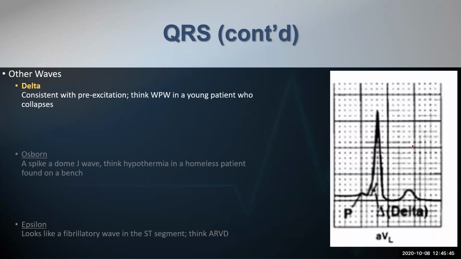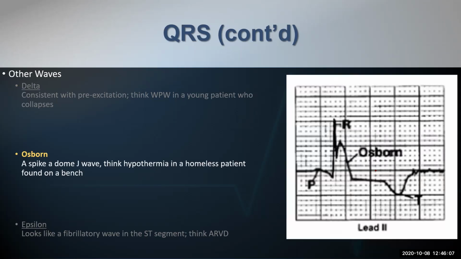So the delta waves, we all know about that. You don't want to miss that in your young patients, because if you put them on a beta blocker, you're probably going to kill them. If you put on a beta blocker, you know what to do, you're going to put them into VFib. So it's consistent with pre-excitation. Think Wolff-Parkinson-White in a young patient who especially collapses or has a syncopal episode. You're going to look for this slurring of that wave that's suggestive of a delta wave.